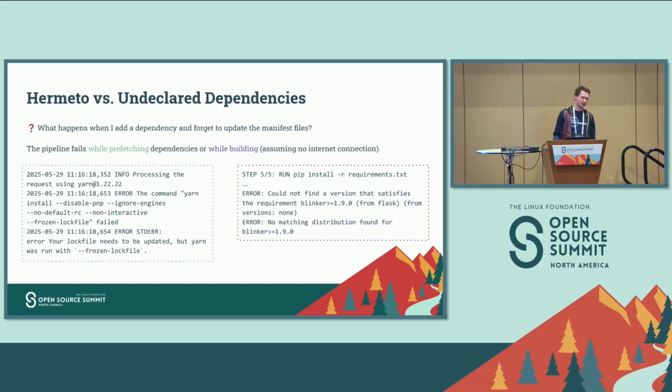What if we don't have a complete SBOM because some dependencies were never declared in the source repo? Well, that's easy. The pipeline fails. Either already while prefetching, if Hermeto is able to detect that some dependencies are missing, or later during the build phase, if Hermeto is not able to detect that, in which case Hermeto simply downloads all the dependencies it knows about and leaves it to the build step to fail if some dependencies are missing.